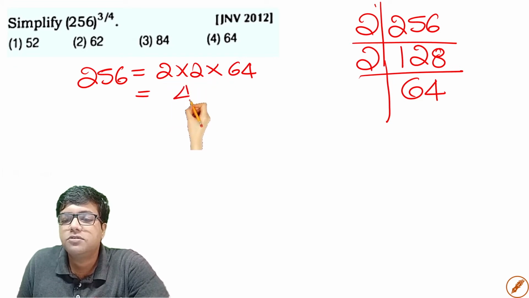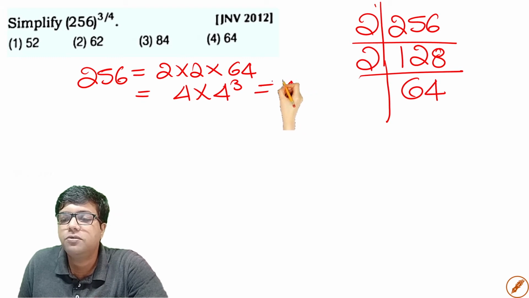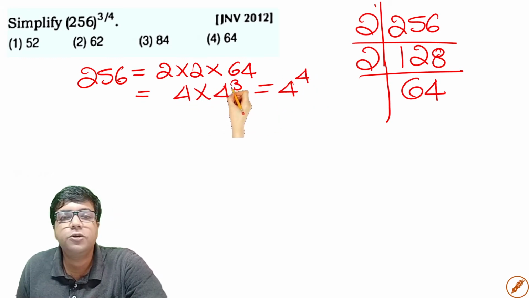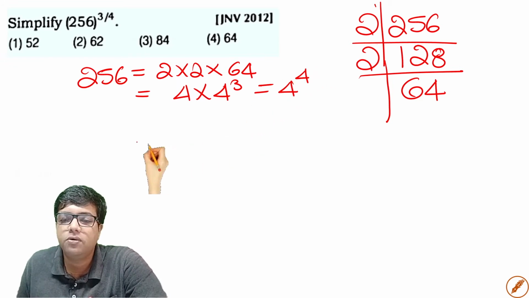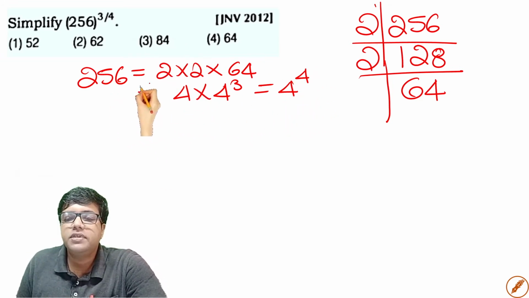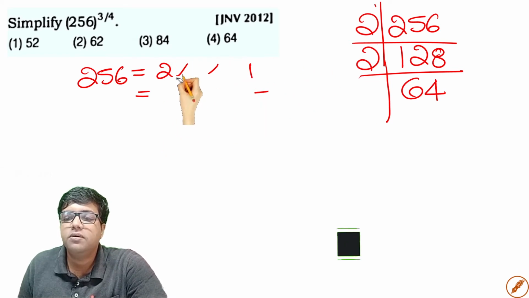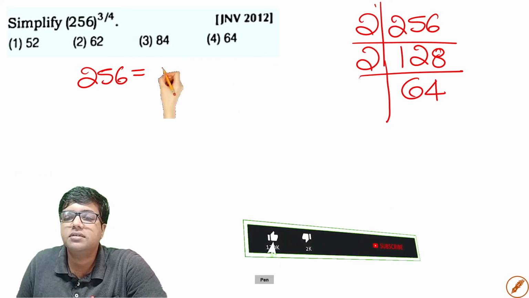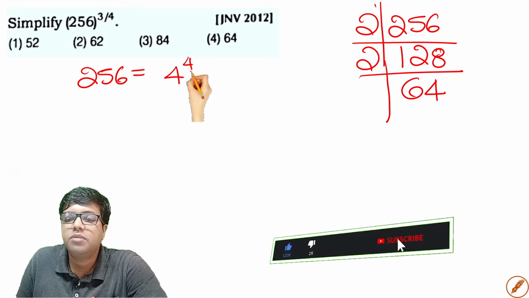So 2 2s is 4, and 64 is 4 cube, you know, so therefore it is 4 to the power 4. 4 into 4 to the power 3 is 4 to the power 4. This you know. So when it is 256, 256 is equal to 4 to the power 4, right?